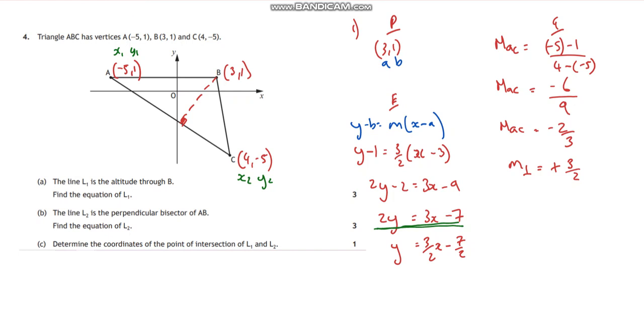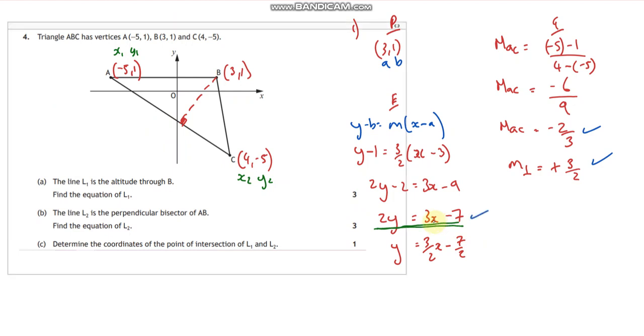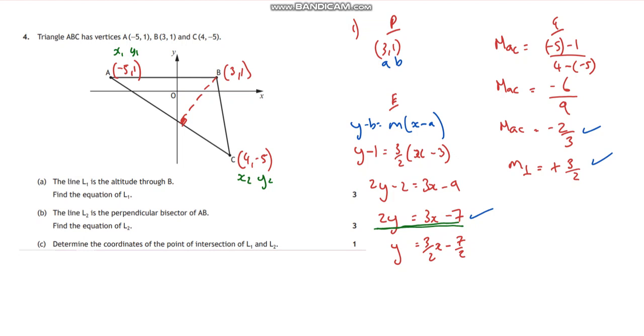Let's just check the marking scheme. So question 4. Yep, so you're actually getting 2 marks in here. So a mark for your gradient and the perpendicular gradient, and then a mark for your final answer, which they have got in this form. 3x take away 2y is 7, but yeah, same thing. So that's your 3 marks for question 1.